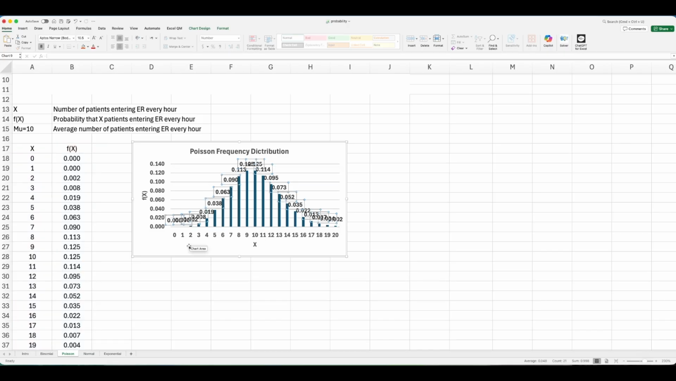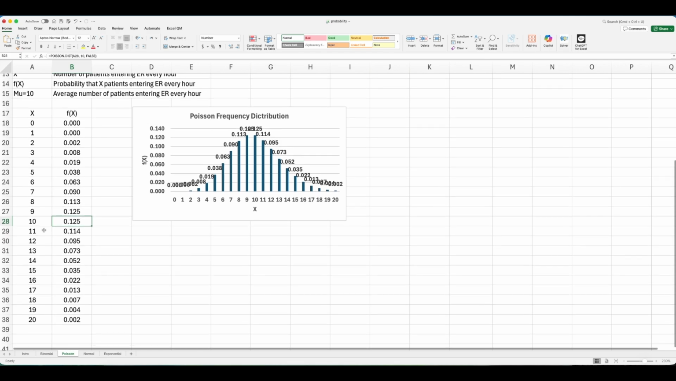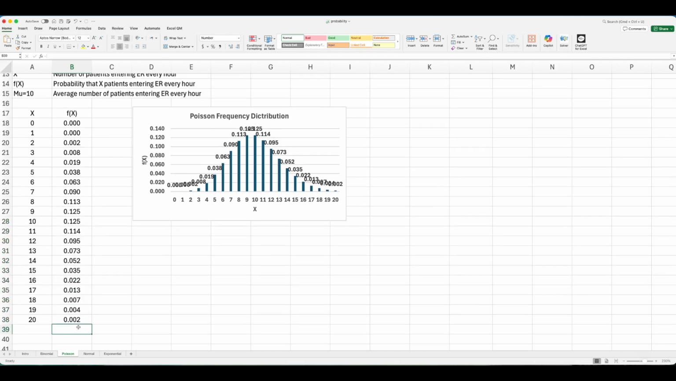As we move toward the average or the expected number of patients entering the ER, you can see that the probability will increase. As the X value moves away from the mean, the probability of getting that value decreases until it gets to 0. So the probability of getting 0 patients is 0. The probability of getting 9 and 10 patients is the highest, and then it decreases towards 0 again.